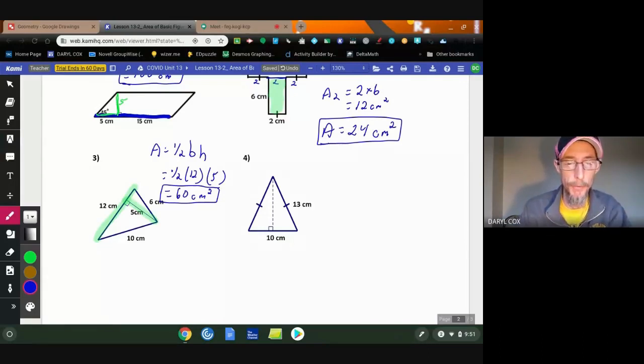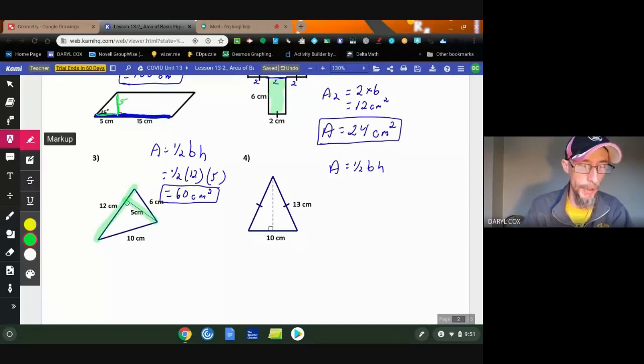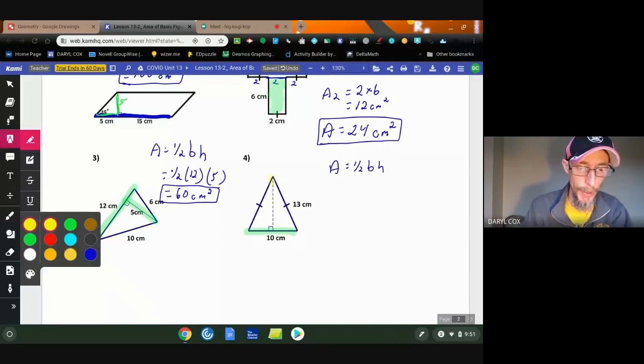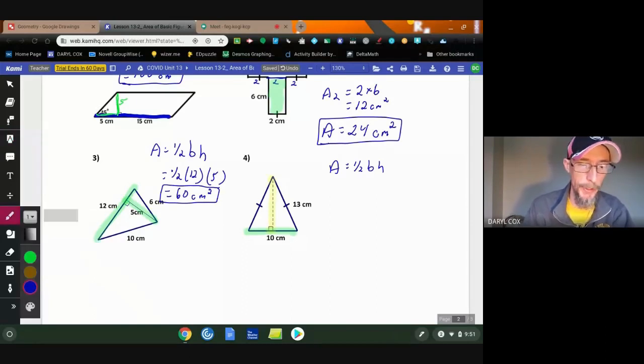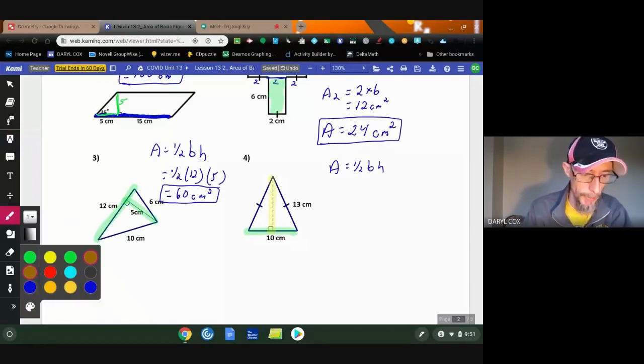Okay, so we're using our formula. The base is pretty easy, right? My base is going to be 10 centimeters. The height, however, is a little more difficult to find. But look at what we've got created here. Let's highlight this in red. I have a triangle right there.